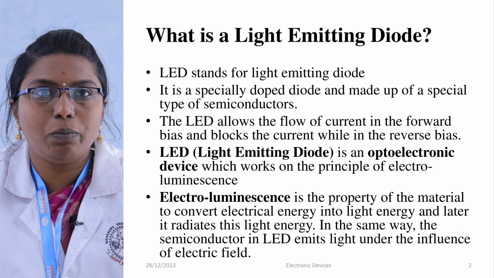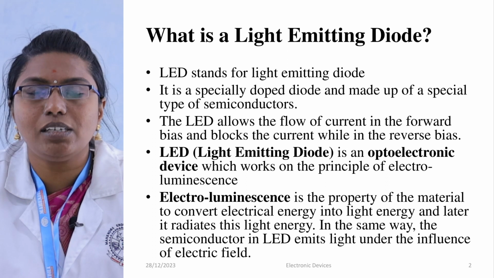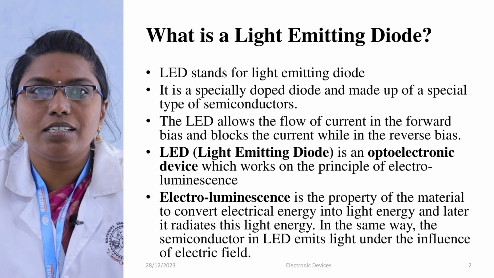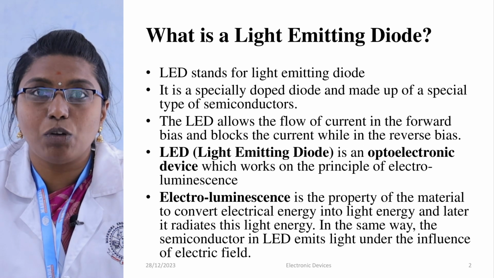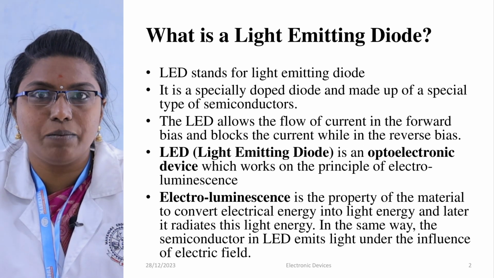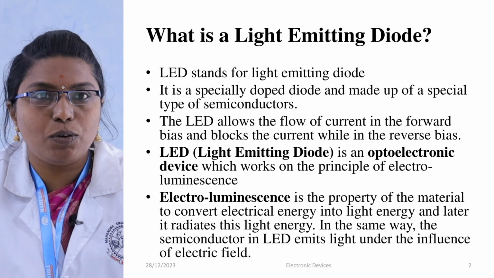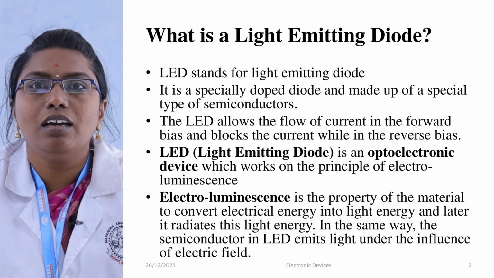It is a specially doped diode which is made up of a special type of semiconductor. This LED allows a flow of current in the forward bias condition and it blocks the current in the reverse bias. And it is an optoelectronic device which works on the principle of electroluminescence.